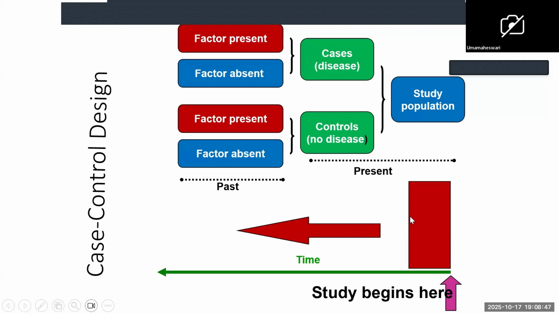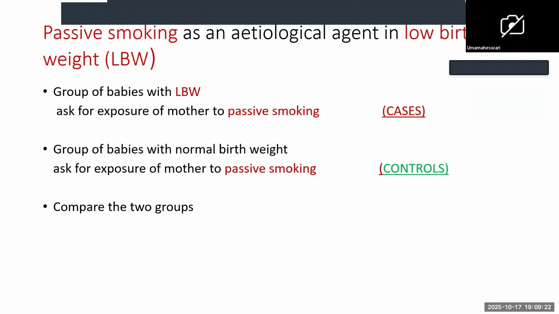You can't tell it as whether I'm asking retrospectively. That is not the difference for case control, because you have a retrospective cohort study also. So where you begin is the main factor, not the calendar time. If you begin with a case group and a control group, then you ask whether you have been exposed to the risk factor or not. That is your case control study design. This is also easier because the disease has already occurred.